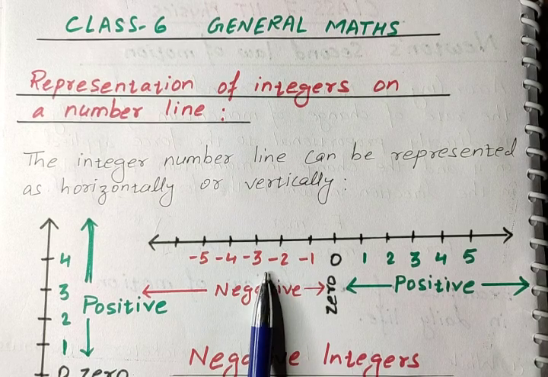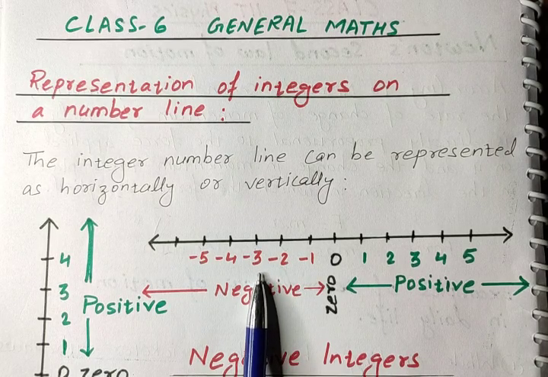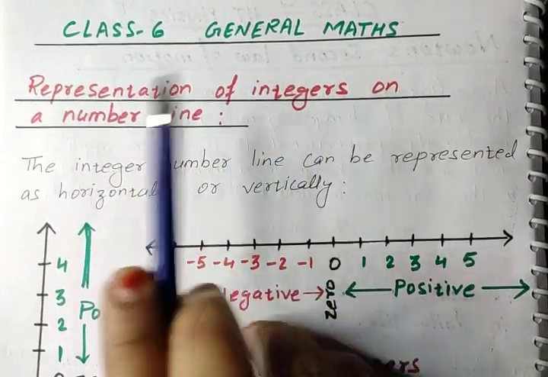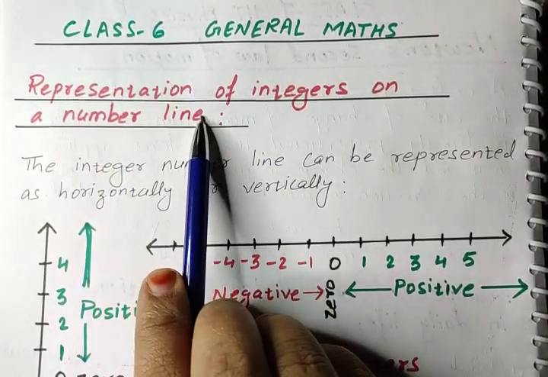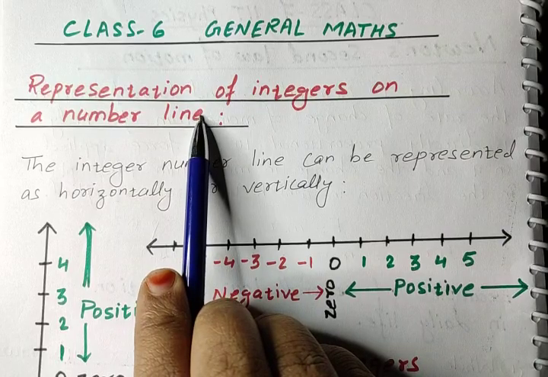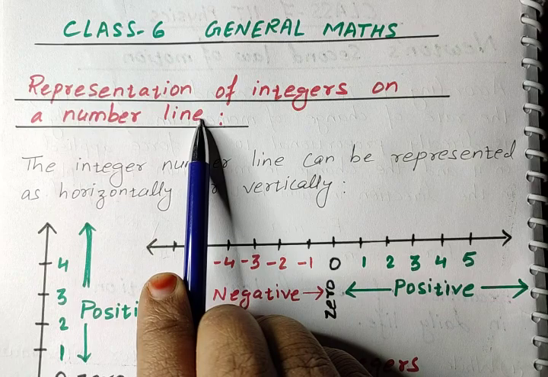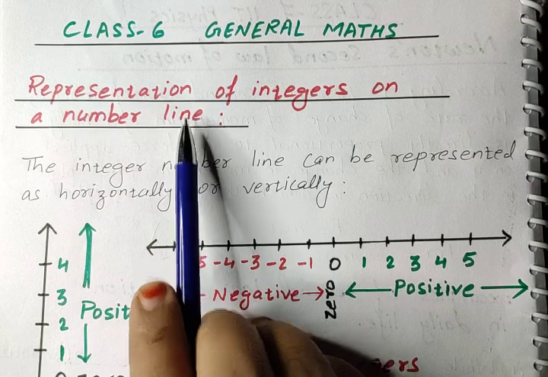Clear children? Now today's topic is what? Today's topic is representation of integers on a number line. On a number line, how can you represent integers? This is today's topic. So let's start today's topic.